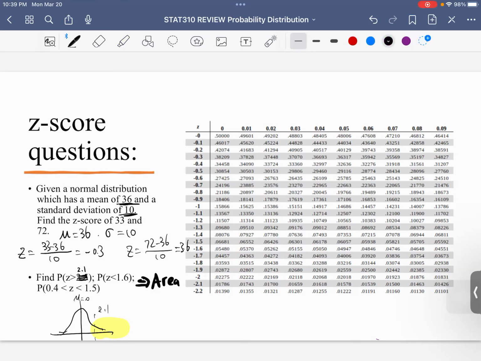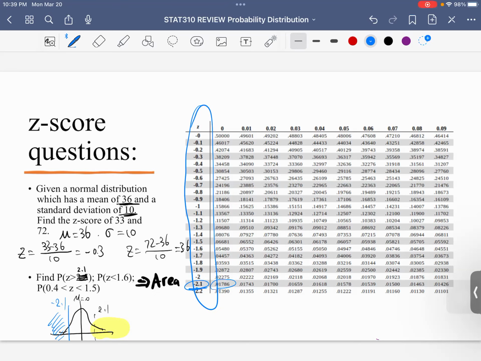So it is actually equal to finding the value on the left-hand side of the point negative 2.1, because you've got a table where all the values are negative. So you go to find 2.1 and find this value, and this is what you should get. The same deal is for when z-score is less than 1.6, which is a little bit different.